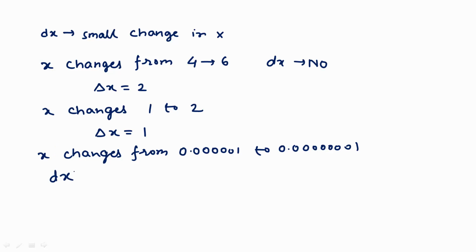If there is something written as dy, it means change in y. And you can write something like dt, it means small change in t. And d4 means change in 4.